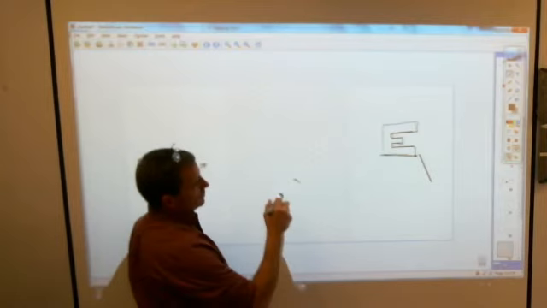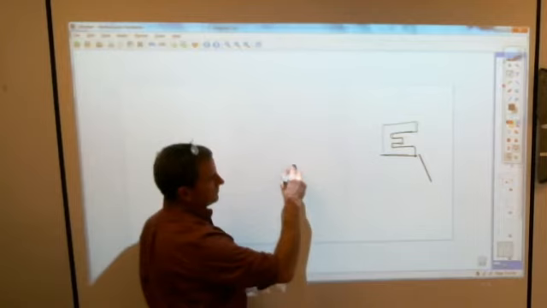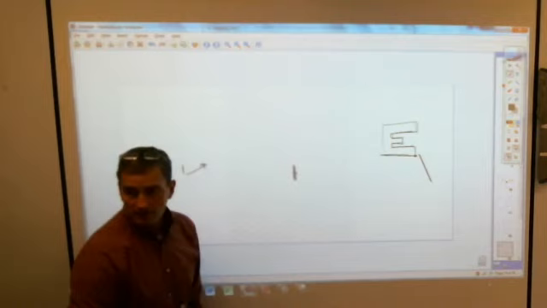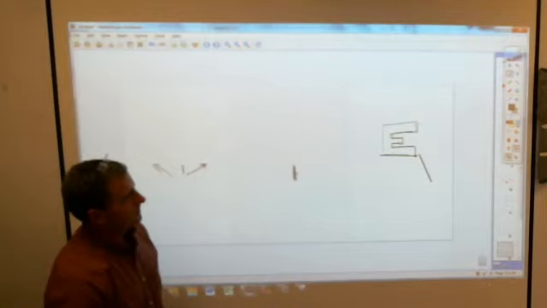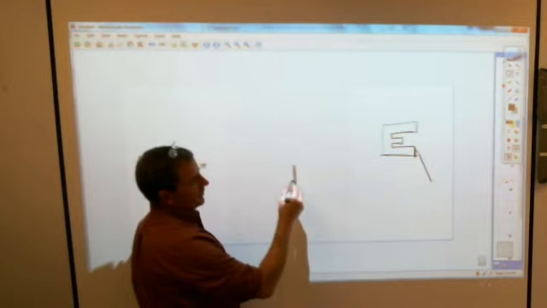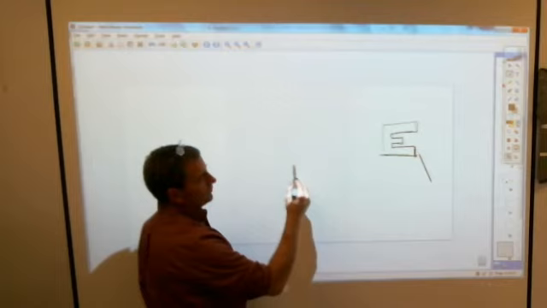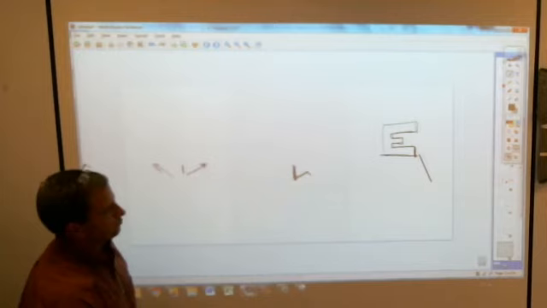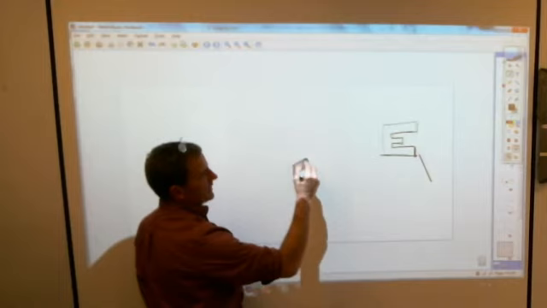Are you with me? That's how thick our letter E is going to be. Now let's draw this side right here. Start at this point right here. Go two little dots wide, and make a two little dot line.